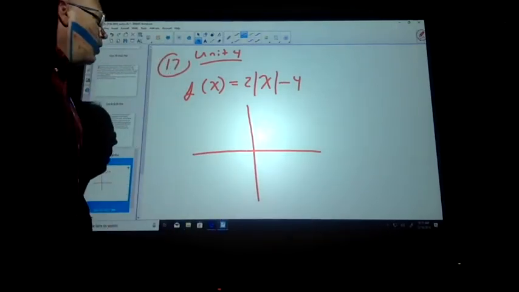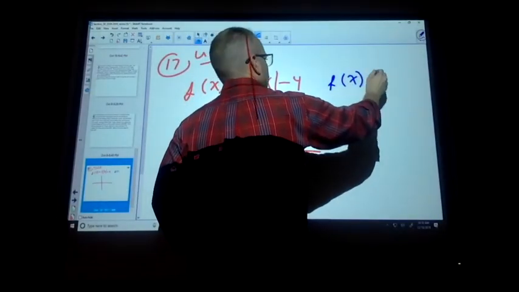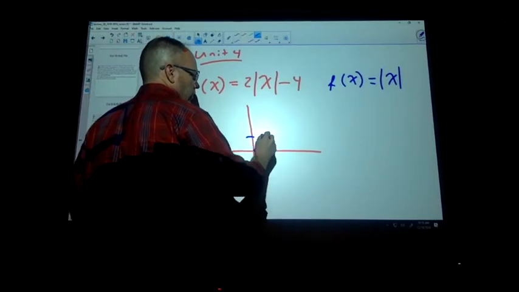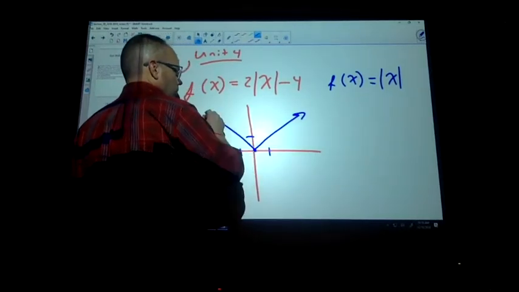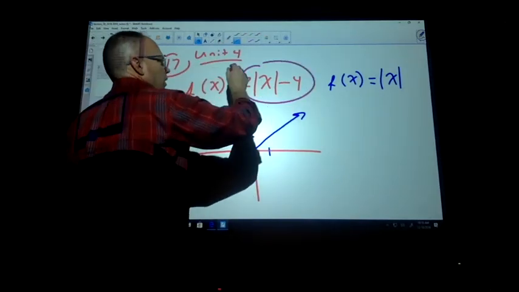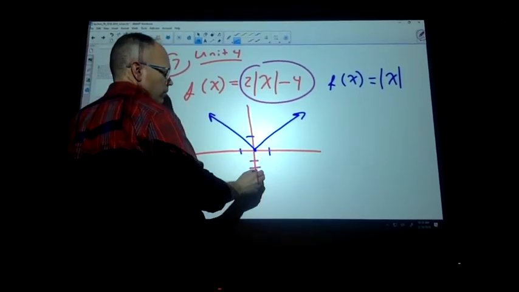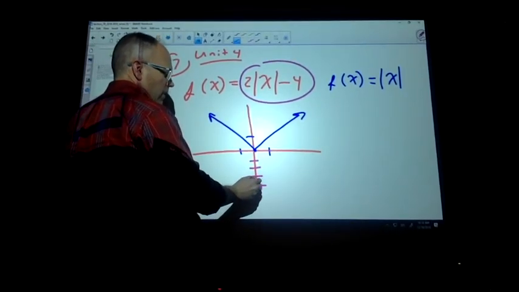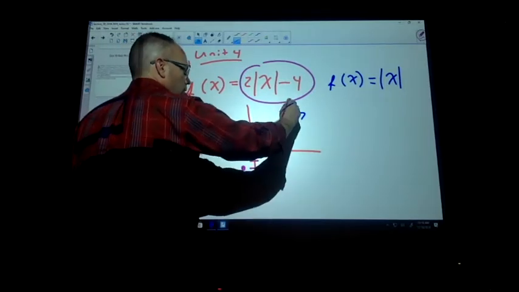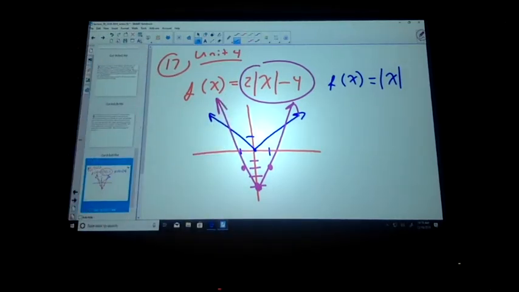So first thing I'm going to do is graph this. That's the parent function, right? So the parent function is going to look like this. Is that okay? And then I'll do this one. This one's going to grow twice as fast, and it shifts down 4. Rather than going right one, up one, it's going to go up 2, so I have that coefficient of 2. So that's what that one looks like. The purple.